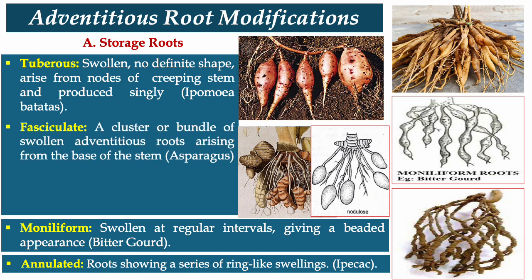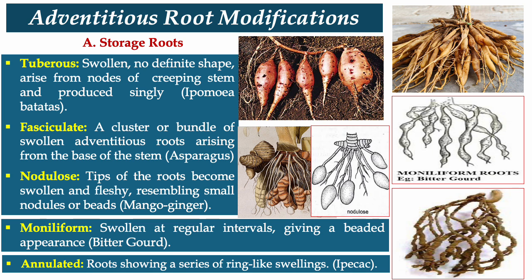Example is Ipomoea batatas. In fasciculated roots, a cluster or bundle of swollen adventitious roots arise from the base of the stem, as in the case of dahlia and asparagus. In nodulose roots, the tips of the adventitious roots become swollen and fleshy, resembling a small nodule or a bead. Example is mango ginger. In moniliform roots, the roots are swollen at regular intervals, giving a beaded appearance. Example is Momordica. In annulated roots, the roots show a series of ring-like swellings.